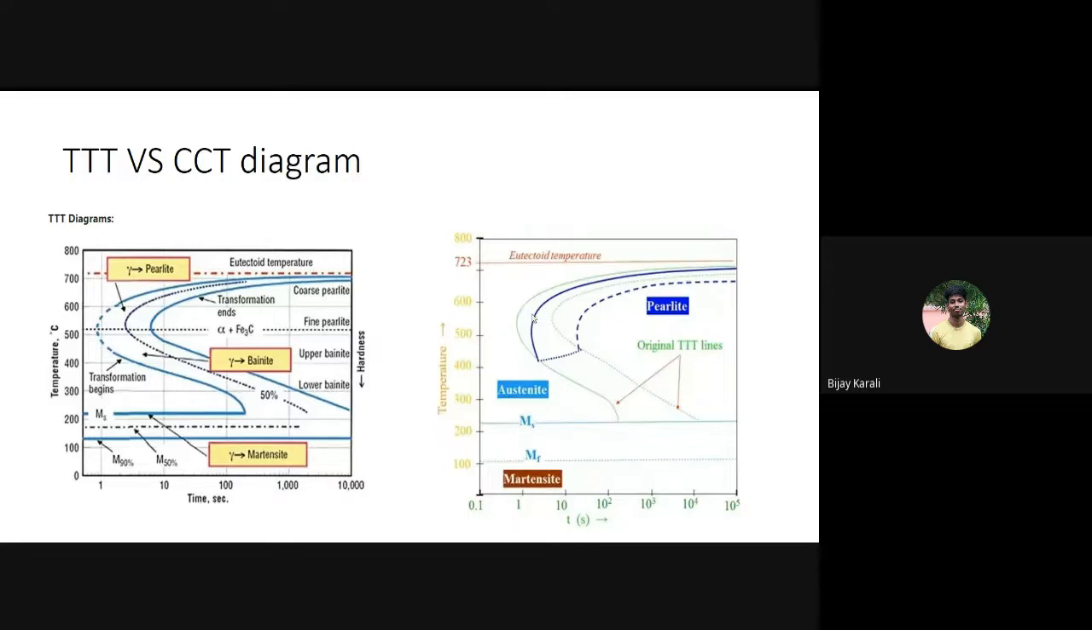The CCT diagram is up to this only. These darker blue lines, and these lines, are the original TTT lines. But this is the real CCT lines. So what is the difference between them?